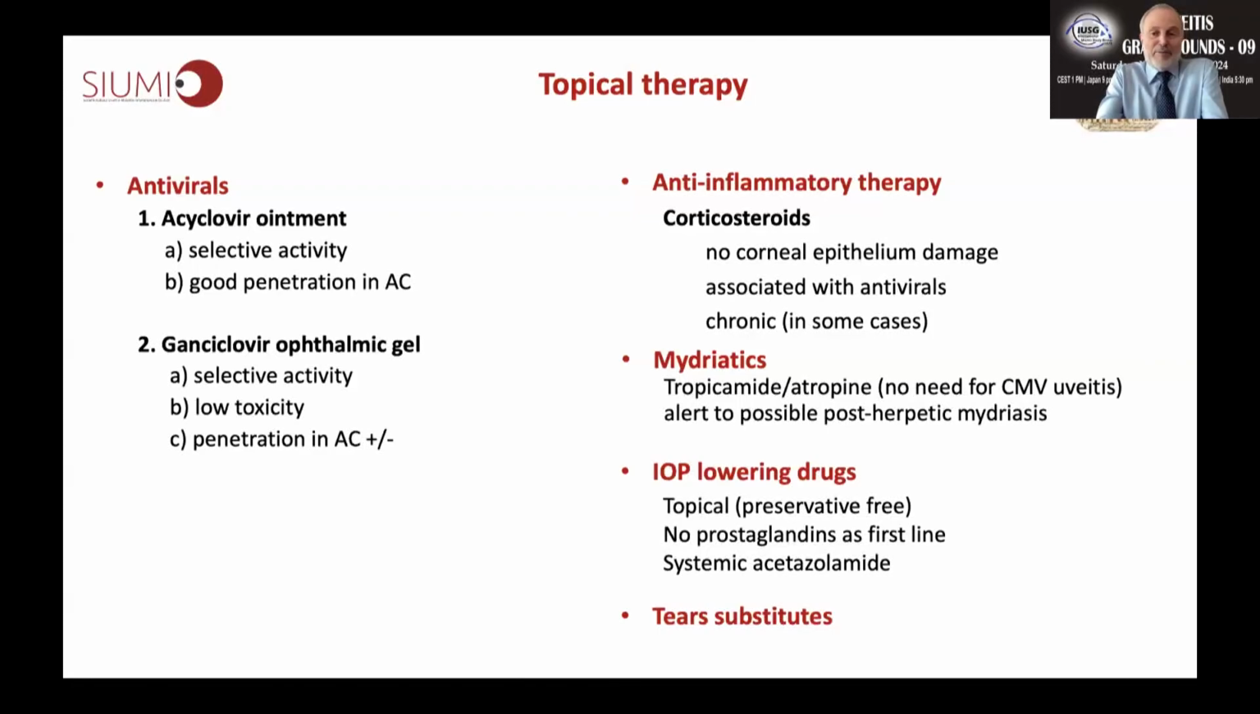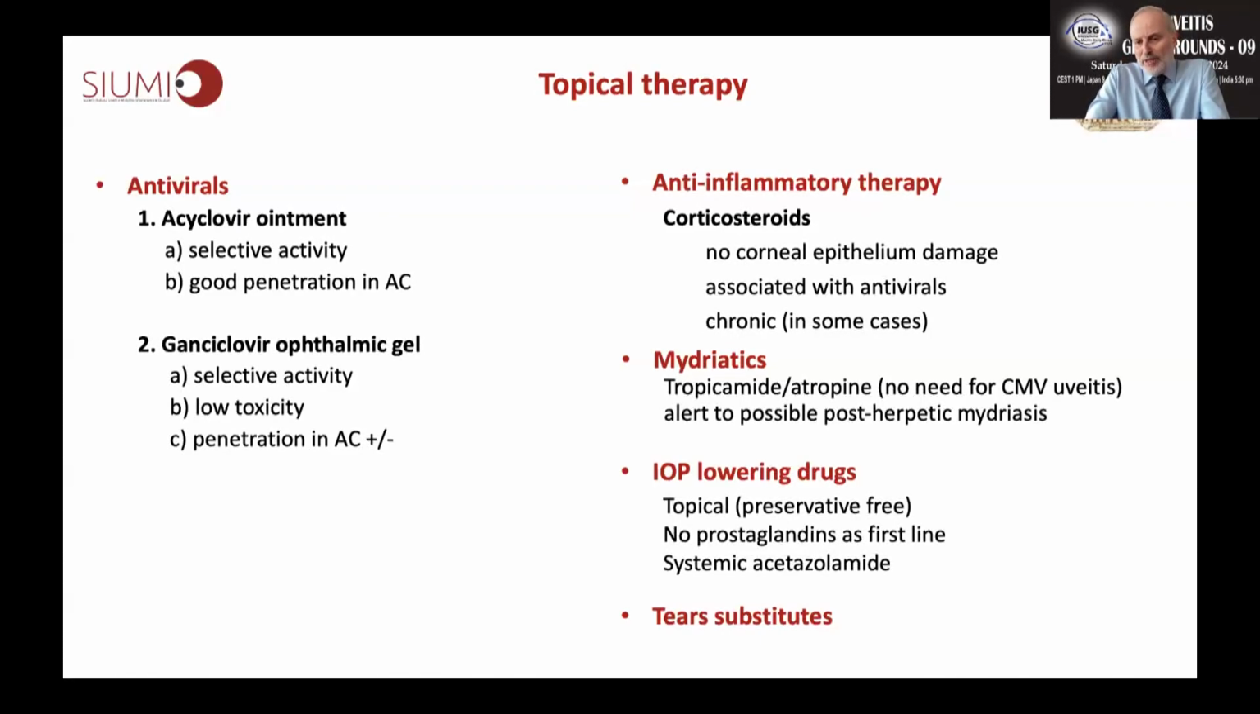You have to use anti-inflammatory therapy, corticosteroid, but you have to be sure that there is no corneal epithelium damage, because otherwise you can favor the onset of an herpetic keratitis in a patient with a primary herpes simplex uveitis. You should also always associate the corticosteroid with antivirals, and in some cases that become resistant and dependent to corticosteroid, maybe a long-term therapy with a very low dose of corticosteroid is useful to maintain the eye quiet.